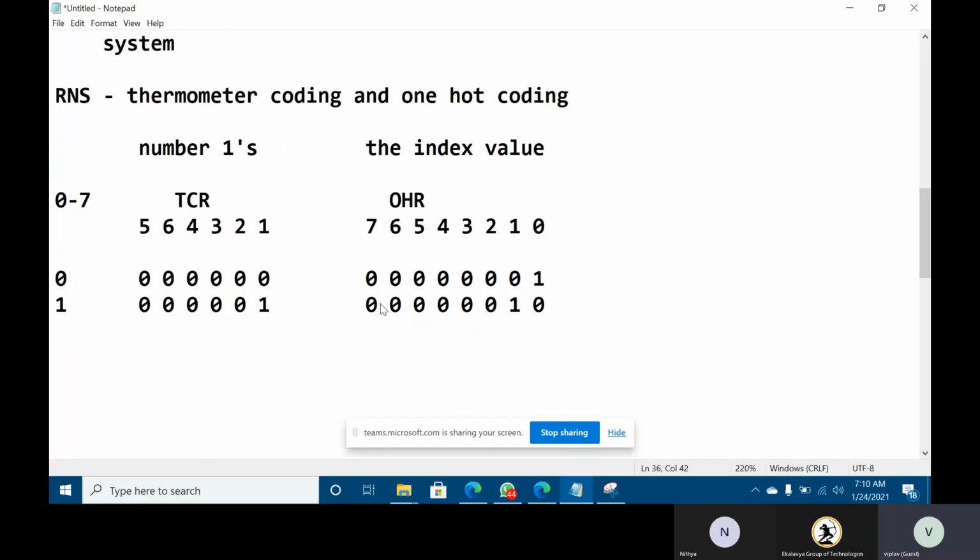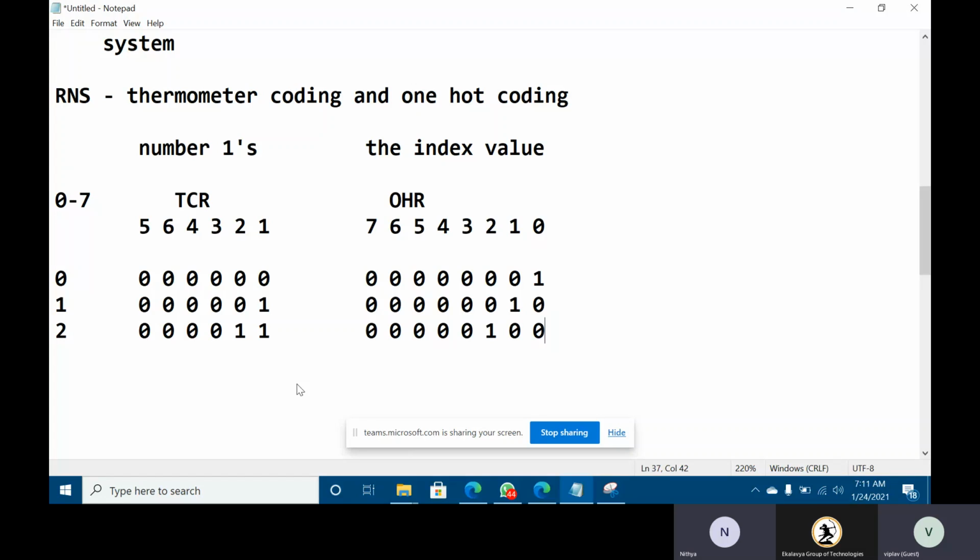Next 2. So 2 means we have to take the number of ones as 2. So 0, 0, 0, 0, 0, 1, 1. So this is 2. Then next here 0, 0, 0, 0, 0, 1, 0, 0. Like this, we have to do up to 6 or 7. Did you get the idea of TCR and OHR?